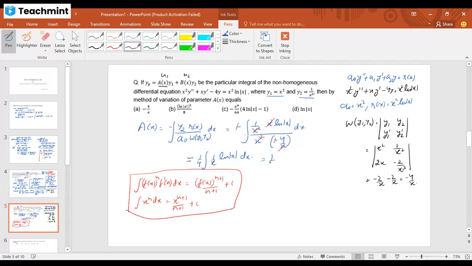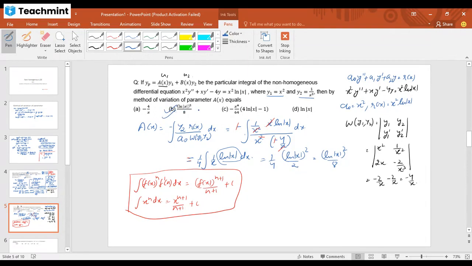1 by 4 is already there. So the function is log x, its derivative is 1 upon x. So we are going to use the power rule. This is log x squared by 2. So the answer is log of mod x squared by 8. No arbitrary constant is added because it is a part of the particular integral. So the correct answer is option B.